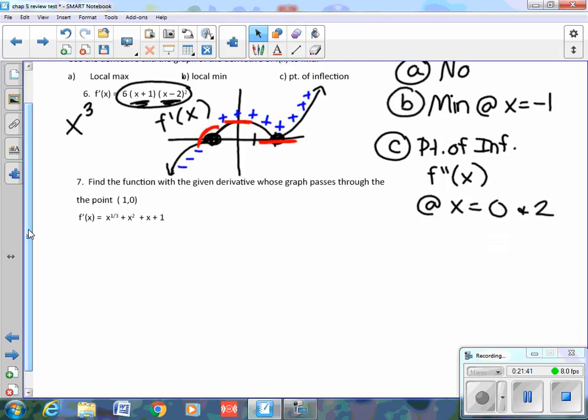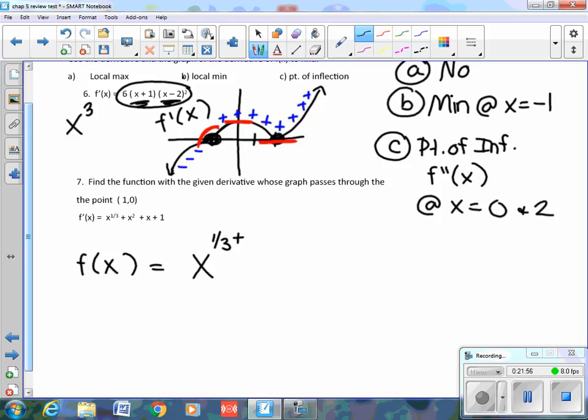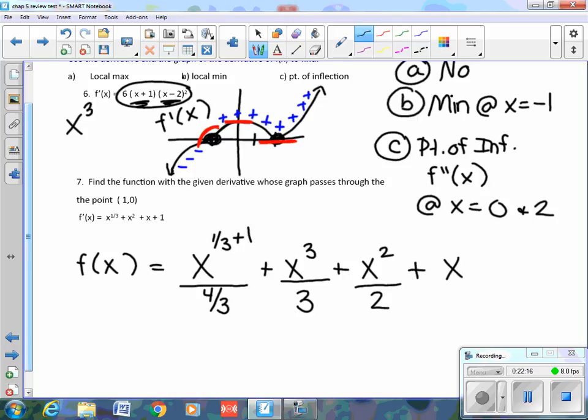The next problem, find the function with the given derivative whose graph passes through the point. Okay, so we need to find f of x. We need to go backwards, the antiderivative. So we add 1 to this, which makes 4/3, and we divide by 4/3. We add 1 to this, which makes 3, and we divide by 3. We add 1 to x to the first to make x to the second divided by 2, plus 1 is the same thing as x, and then you put a c at the end.